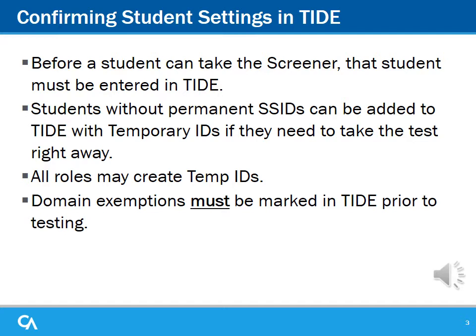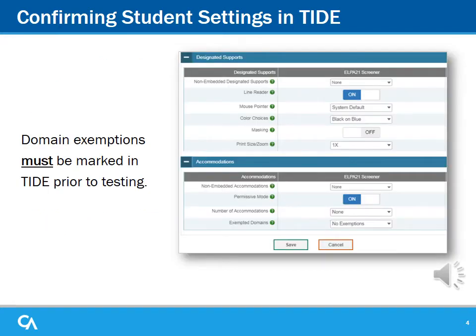Additionally, students with domain exemptions must have those exemptions set in TIDE prior to testing. Students who require a domain exemption must have that domain exemption recorded in TIDE prior to testing. If no domain exemption appears in TIDE, then all domains will be scored for the student even if no questions are answered. Contact your state administrator for clarification on how to determine and record domain exemptions in TIDE in your state. Note: students with one or more domain exemptions programmed in TIDE will be automatically administered both Steps 2 and 3 of the online screener. Completing Steps 2 and 3 will be explained later in this presentation.